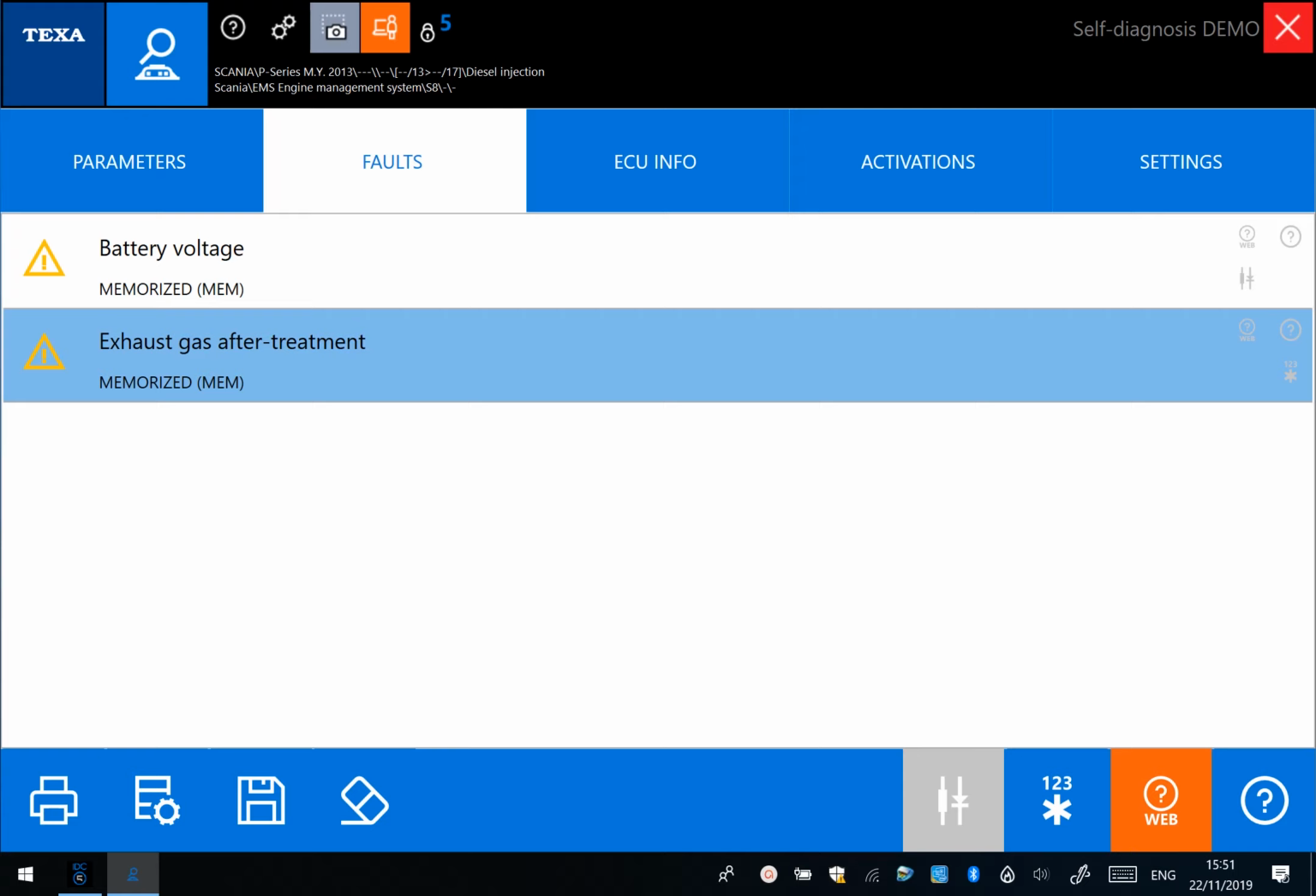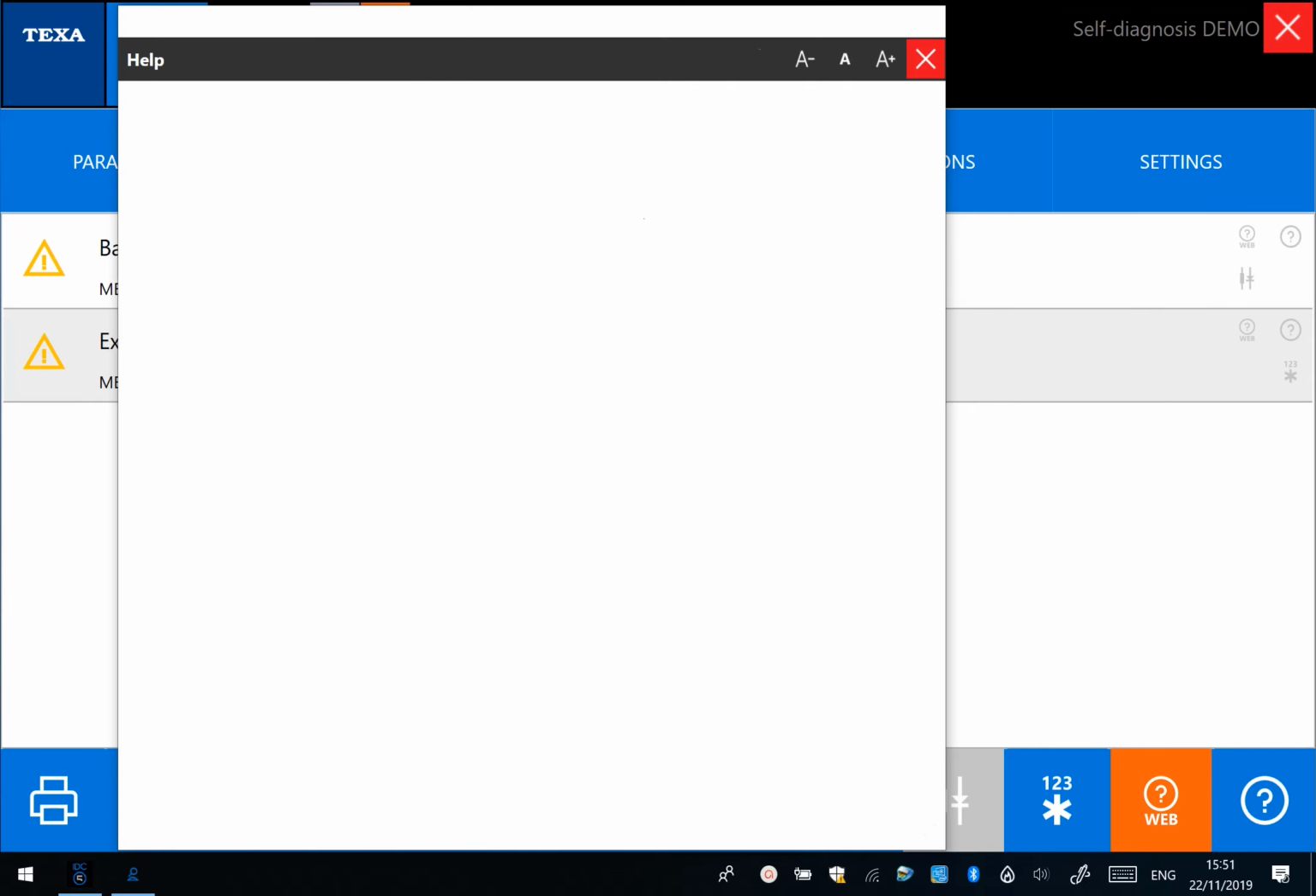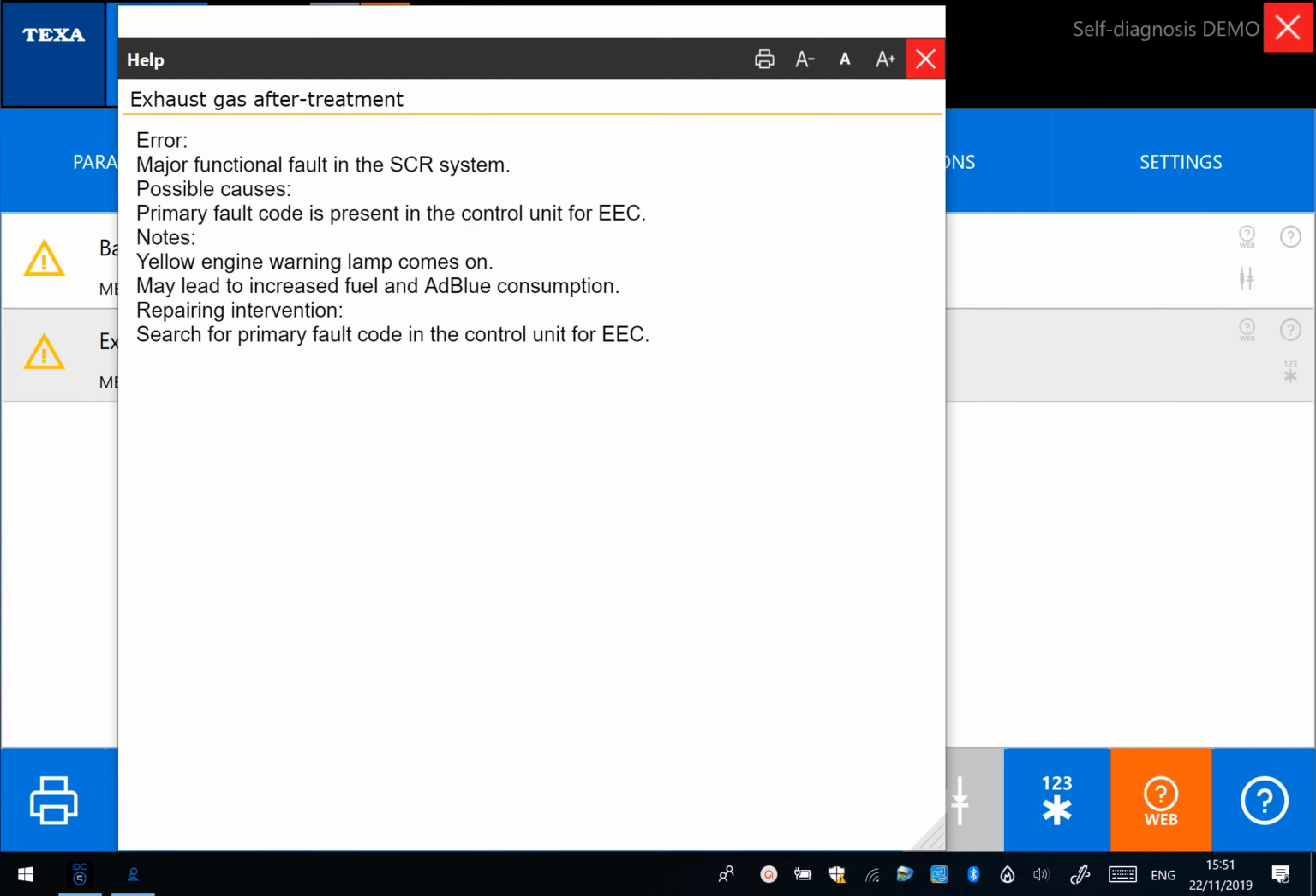So for example, on the exhaust gas after treatment, you can double click that and it will normally give me a bit more information. It hasn't, so what we'll do is click on the question mark here. Basically it will say major functional fault in the SCR system, so it will give you a bit of an explanation as to why that fault has occurred.